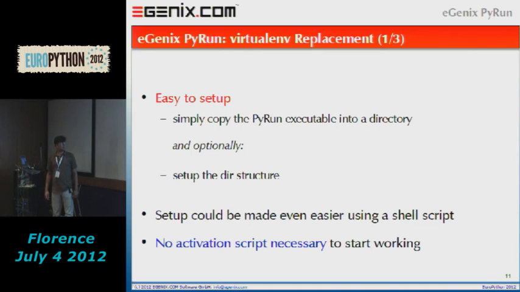Now, the next use case I want to look at is the virtual env replacement. Because it's just a single file, you basically just have to copy a single file to a directory and you're done. If you want some more flexibility, say you want to also install some extra extensions using setup tools or pip or other such tools, then you have to set up a directory structure, but that's about it. And this could be made even easier using a shell script that just does all the copying and creating of directories for you. Unlike virtual env, you don't need any activation script. So you can basically just go ahead and run your Python application there.